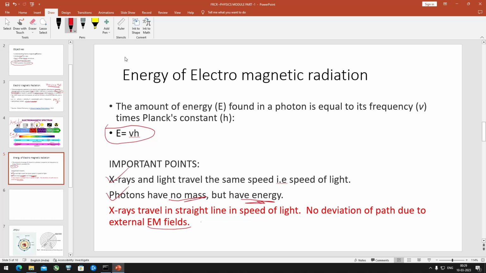Now we'll come to one more point here, which I would like to discuss especially now. The point is, if X-rays travel in a straight line at the speed of light, how will you change the direction of the X-rays? The answer is simple: when it interacts with matter. So, interaction with matter. Please don't mind my handwriting. It's very difficult to write using a mouse. Plus, my handwriting is not that good. But I think it's enough.